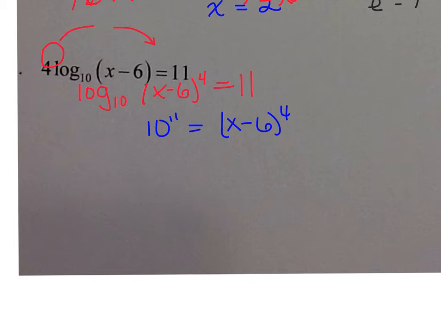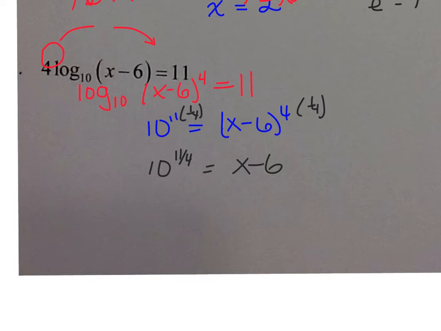All right, so one way to get rid of the exponent over here on the right side is to multiply by its reciprocal, which is 1/4. And multiply this side by its reciprocal, 1/4. So it's 10 raised to the 11/4 power is equal to x minus 6. Now plug in 10 to the 11/4 power. Plug this into your calculator.